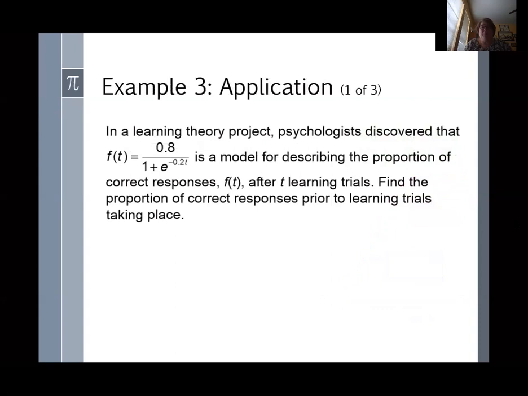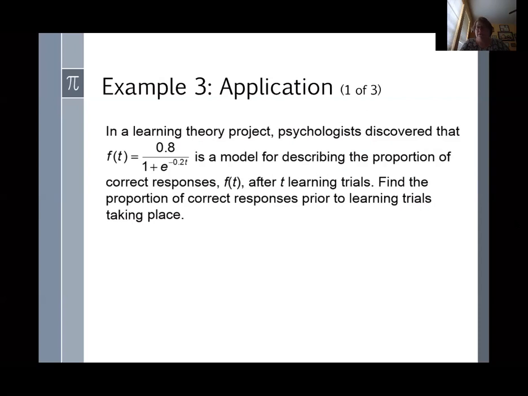Let's look at an example. In a learning theory project, psychologists discovered that f of t equals 0.8 divided by 1 plus e to the minus 0.2t is a model for describing the proportion of correct responses after t learning trials. Find the proportion of correct responses prior to learning trials taking place.